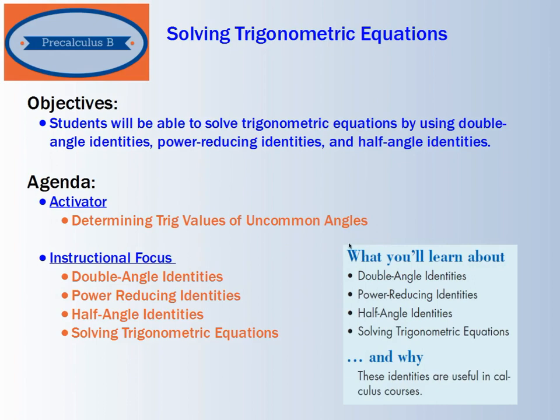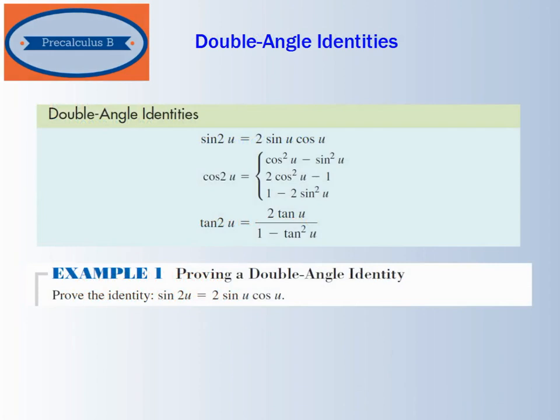Our activator, we looked at determining trig values of uncommon angles, and our instructional focus is going to go through and we'll learn about double angle identities, power reducing identities, half angle identities, and then how we can solve those equations using those identities. So let's start out with double angle identities.